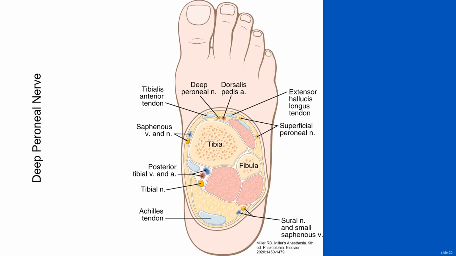In order to locate and block the deep peroneal nerve, the ultrasound probe is applied to the anterior side of the foot. The main landmark that we look for is the dorsalis pedis artery. The deep peroneal nerve is usually visible as a very small nerve very close to the artery. Both the nerve and artery lie directly above the tibia.